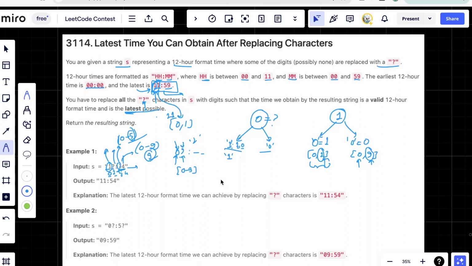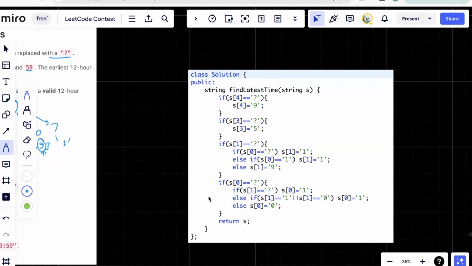Now, what if both of the first positions are question marks? Then I can simply put a 1 here and a 1 here. So while checking these, you have to check a third condition also. What if it's a question mark? Then you can fill anything. So that basically means you have to fill a 1 here and a 1 here as well, right? So that's how you have to solve this question. I hope you've understood the approach. Let us quickly see the code, then it will be more clear.